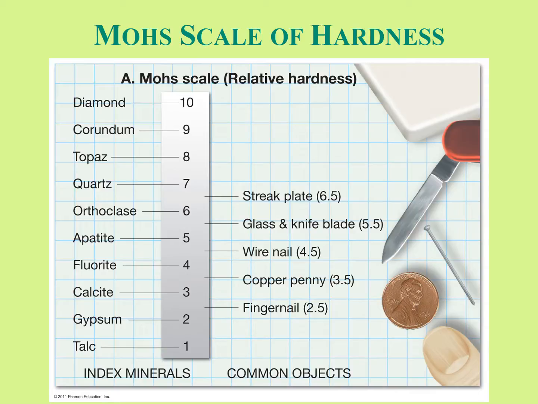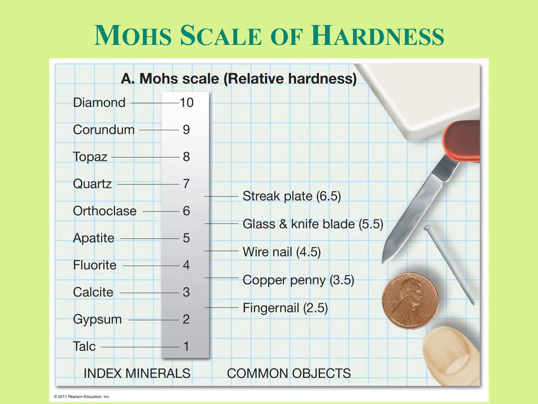So we pick a scale where we have a set of well-known minerals on the left, and we've given each of those a hardness, and they're ranked in order from hardest, diamond, to softest, talc. And you'll see a number of different minerals that you may recognize on the left. We compare that to some objects we use in mineral identification, like a fingernail, a copper penny, a wire nail, a glass plate or knife blade, and lastly a streak plate.